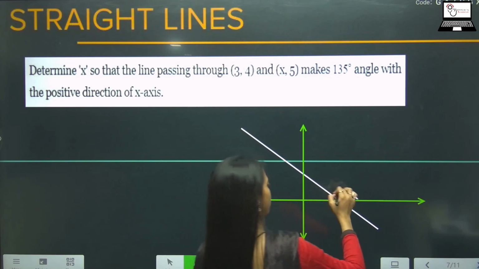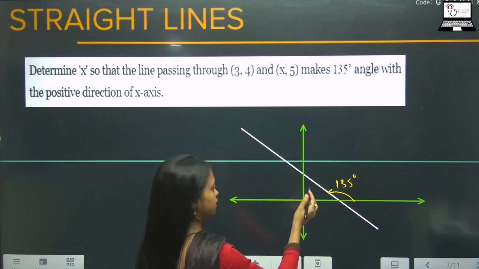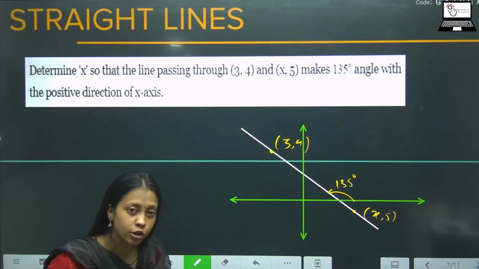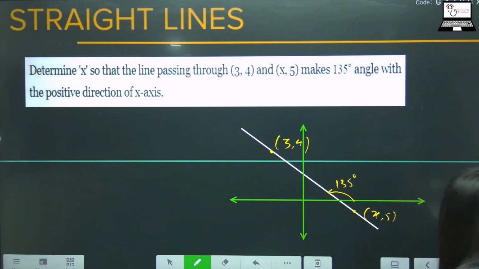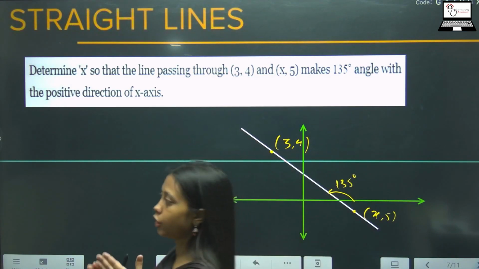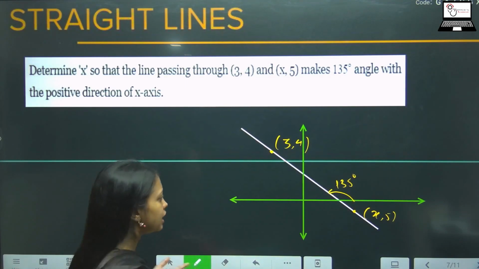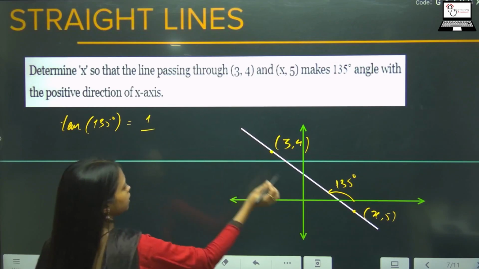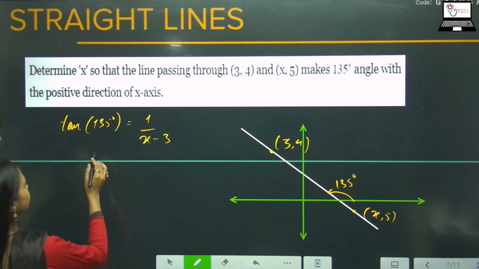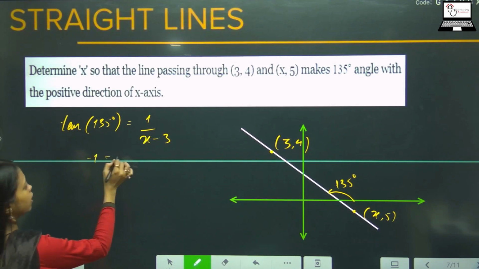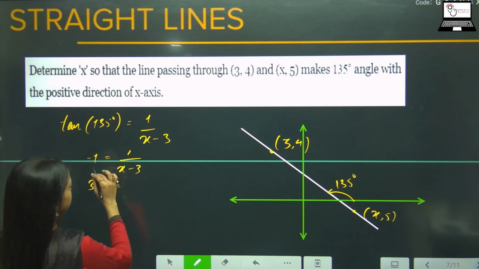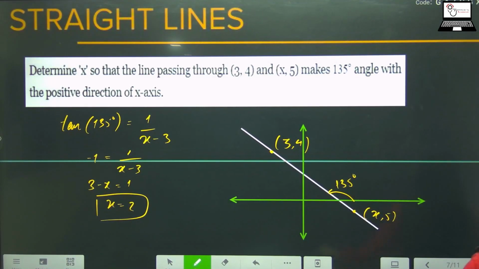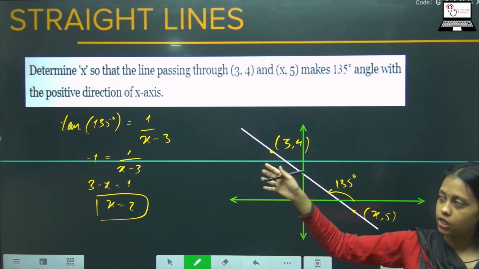So it's a line making an angle of 135 degrees with the positive x-axis, passing through two points (3, 4) and (x, 5). So you have theta, and you have two points also. You can find slope using two methods here, but since we are calculating the slope for a single line, the slopes will be the same. So tan of 135 degrees equals (5 minus 4) divided by (x minus 3). Tan 135 is minus 1, which equals 1 upon x minus 3, so 3 minus x equals 1, and x equals 2. That's your answer, because slope is given by the formula tan theta and by y2 minus y1 upon x2 minus x1, and they will be the same.